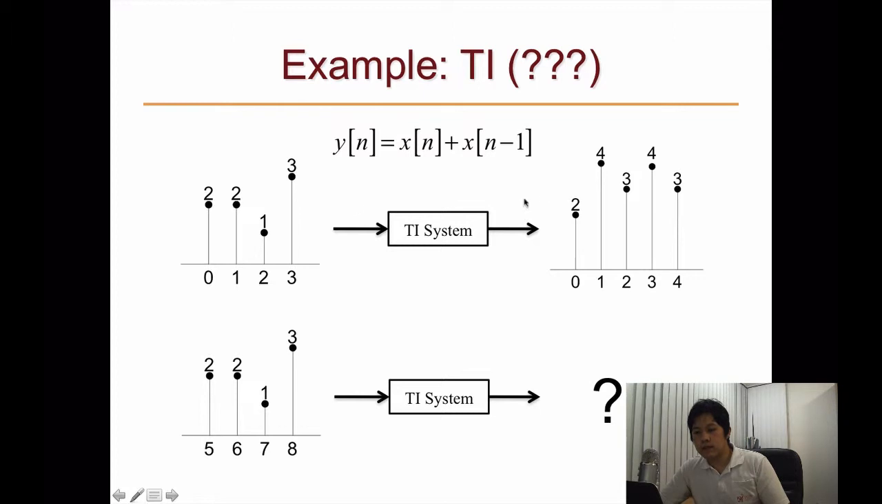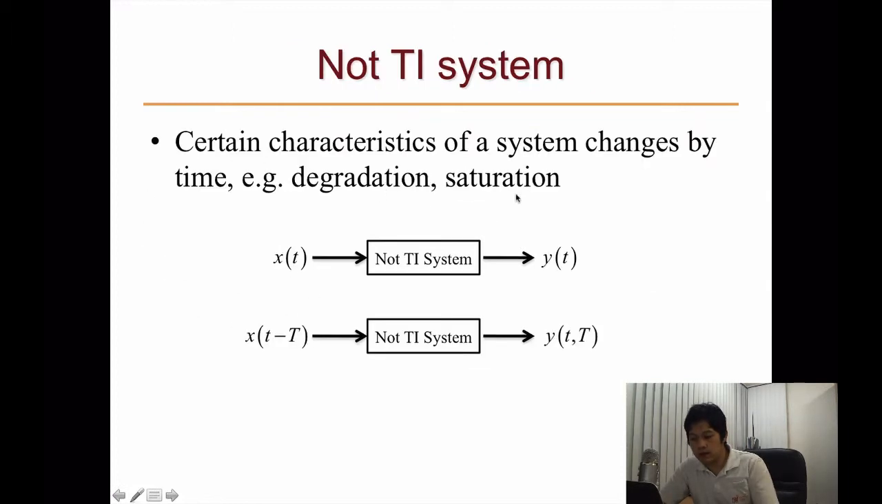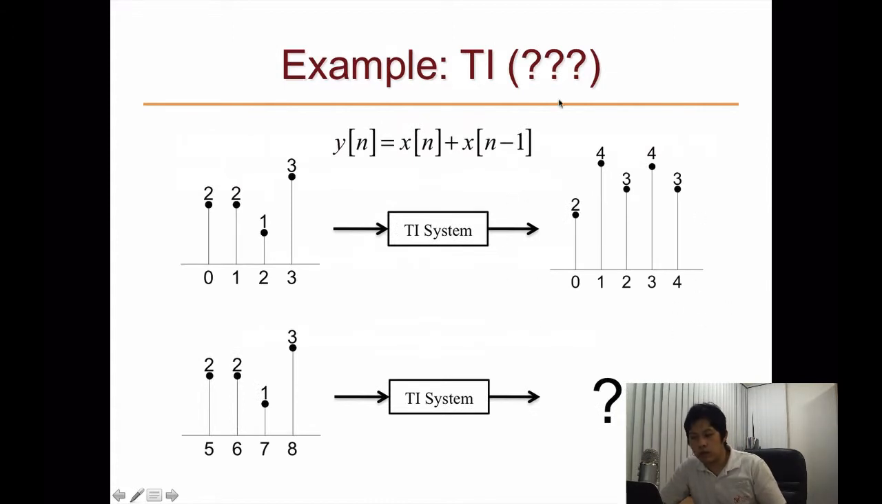For example, this system y[n] equals x[n] plus x[n-1]. If you feed this input into the system, you get this output. So when you feed the same input but shifted, starting from 5 instead of from 0, you should expect something similar: the same input with the initial point shifted to 5. So this should be the same y shifted by the same timing.